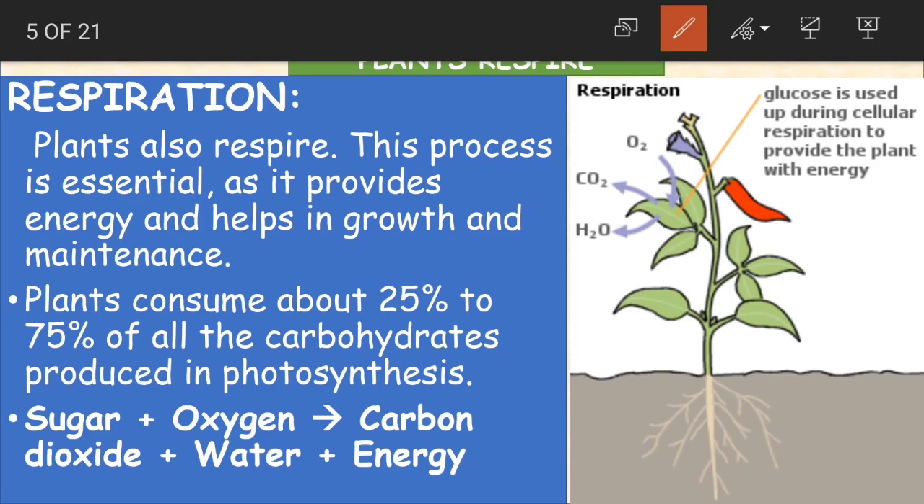Okay, children. As you see here in the picture, we have a plant, and here there is some O2.